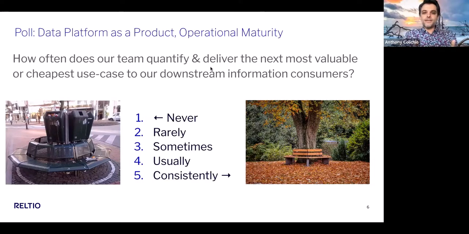So we quantify and deliver the next most valuable or cheapest use case to our downstream information consumers. Pick never, rarely, sometimes, usually, or consistently. Press the submit button, and maybe this will work. Let's see what happens.